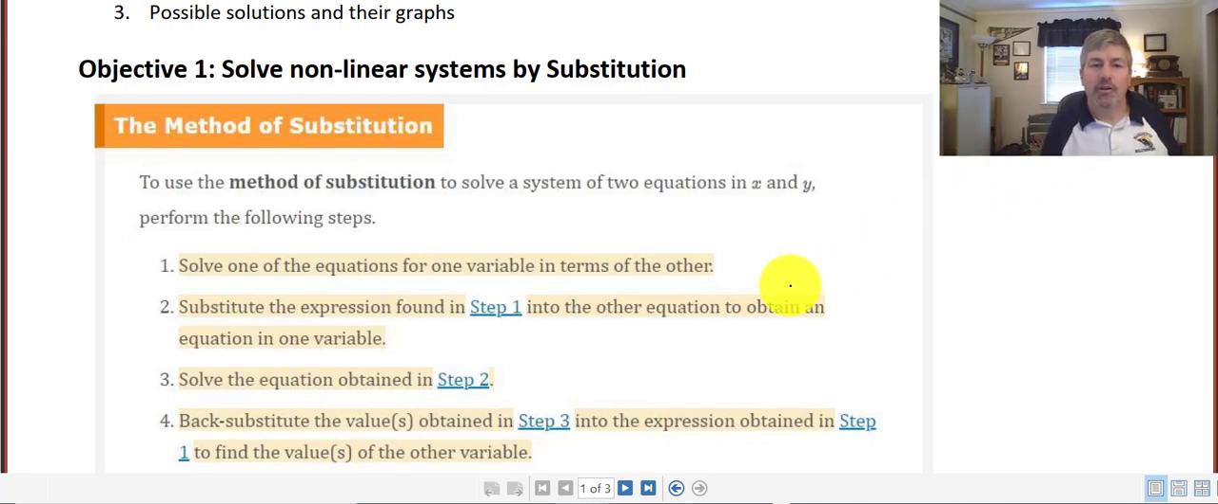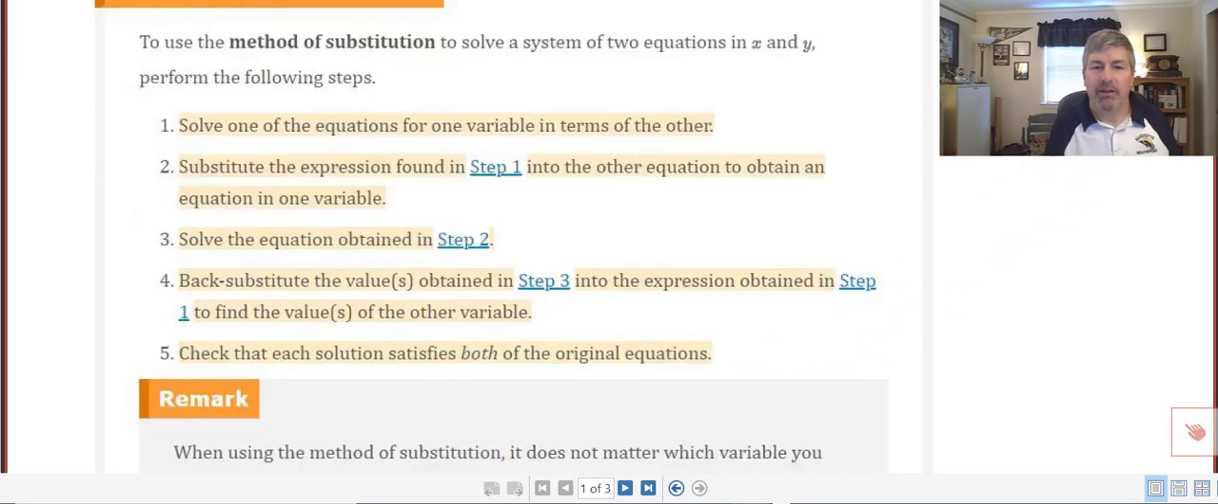Using the substitution method, you'll solve one of the equations for one variable in terms of the other. You'll substitute the expression into the other equation to obtain an equation in one variable. Then you'll solve that equation and then back substitute the value into either expression to find the value of the other variable. Then you check that solution to see if it satisfies both of the original equations.